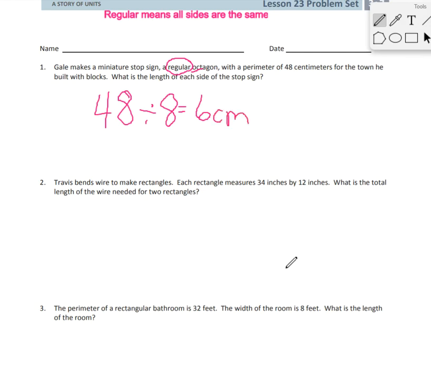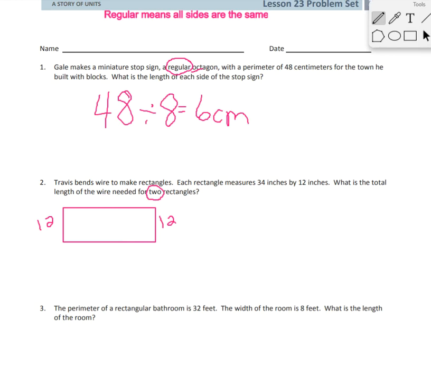Let's look at problem 2. It says, Travis bends wire to make rectangles. Each rectangle measures 34 by 12. What is the total length of wire needed for 2 rectangles? So I'm not just after the perimeter of 1 rectangle. I need the perimeter of 2 of these.